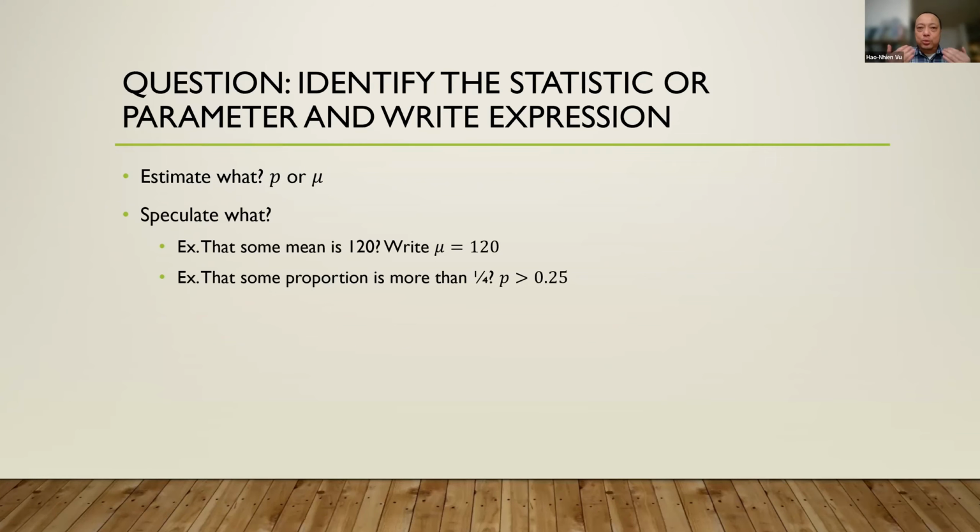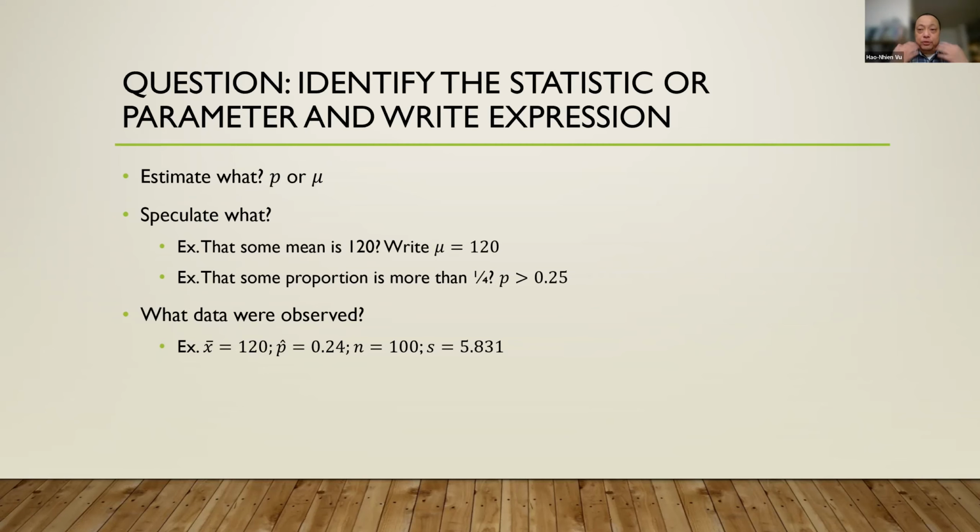If in the question you see that the researcher is speculating or hypothesizing or claiming that certain mean is 120, then you need to write down the whole expression that says mu for population mean equals 120. And likewise, if the question shows that the researcher is speculating that certain proportion is more than 1/4, then you need to write down the whole expression P is greater than 1/4, or P is greater than 0.25, either way.